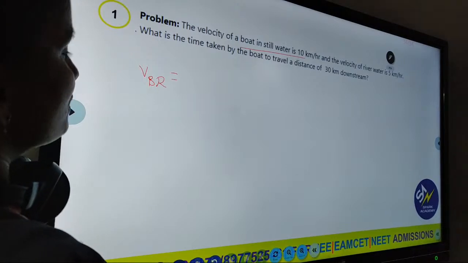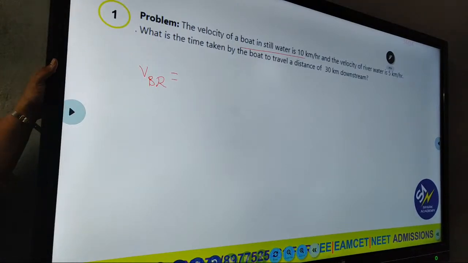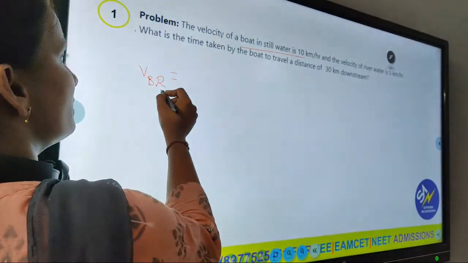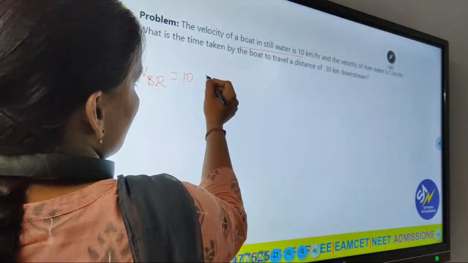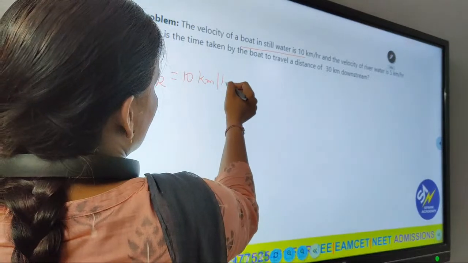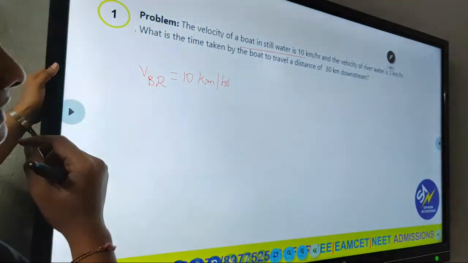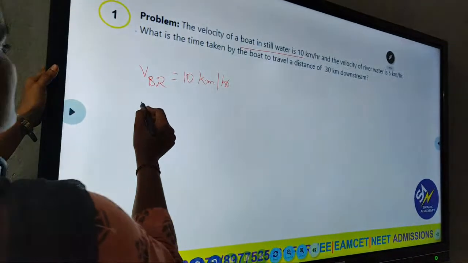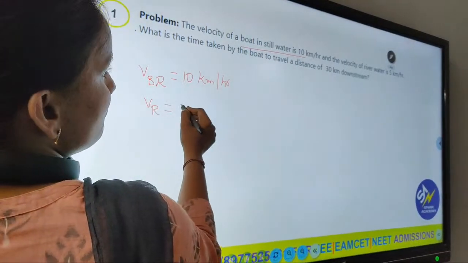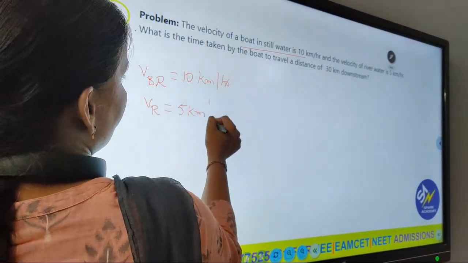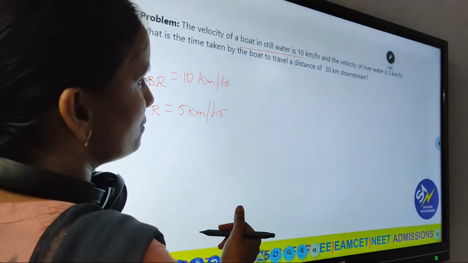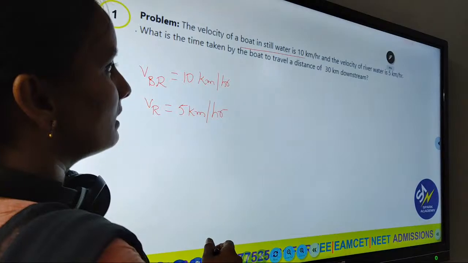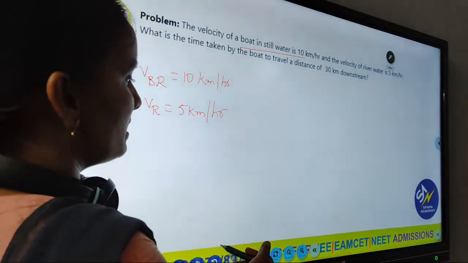Let us see this question. Velocity of a boat in still water means the relative velocity of the boat with respect to the river. 10 km per hour is given, and the velocity of the river water is 5 km per hour. What is the time taken by the boat to travel a distance of 30 km downstream?